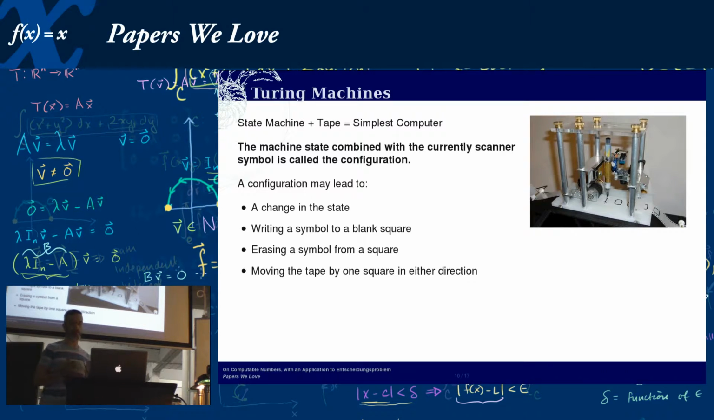The way the process goes is that the machine's current state, when combined with the currently scanned symbol, Turing calls this the configuration, and any given configuration can lead to a change in the state, writing of a symbol to a blank square, erasing a symbol from a square, or moving the tape a single space either to the right or to the left.